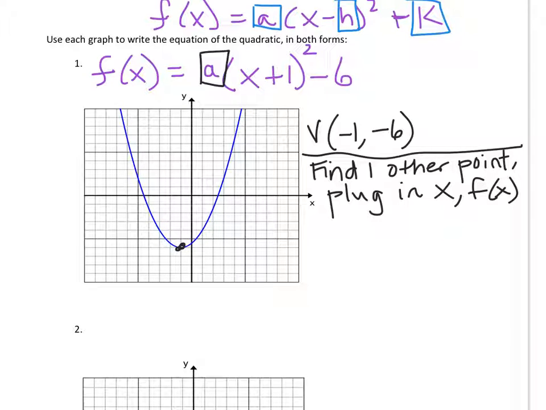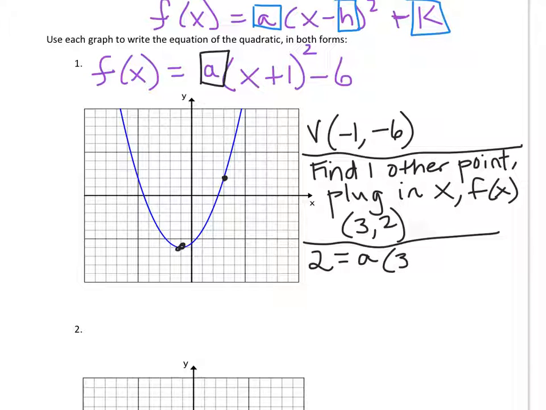Okay, so let's find a nice whole point. It wouldn't matter if you took one and I took another one, but let's just all do this one right here. You just want to find one that's definitely crossing through a nice whole point. So that point right there is the point (3, 2). If I take 3 for x and 2 for f of x and plug it in, it's going to look like 2 equals, well, I don't know what a is, but I'm using 3 for x, so I've got a times (3 plus 1) squared minus 6.